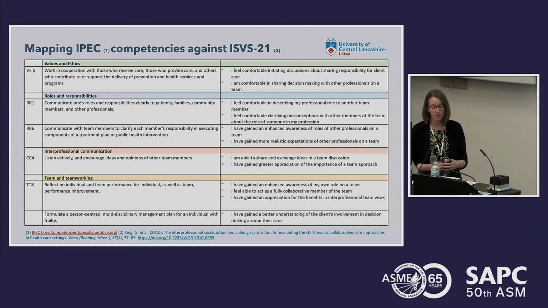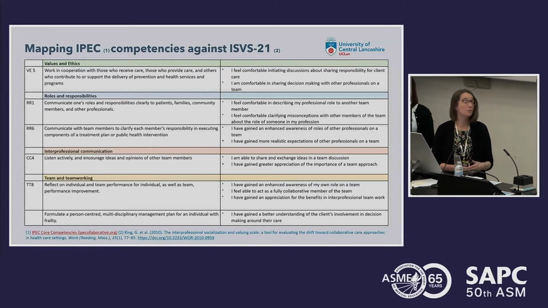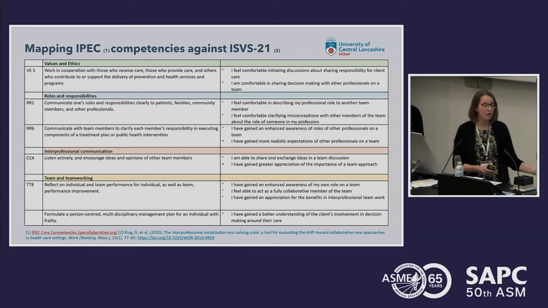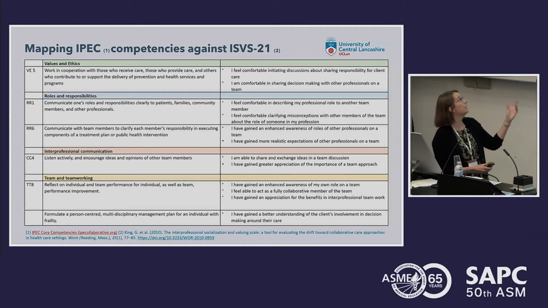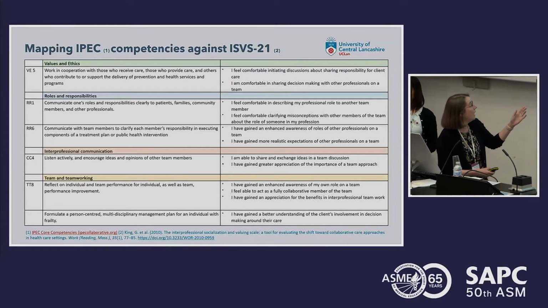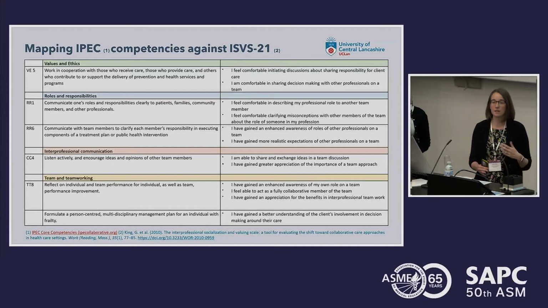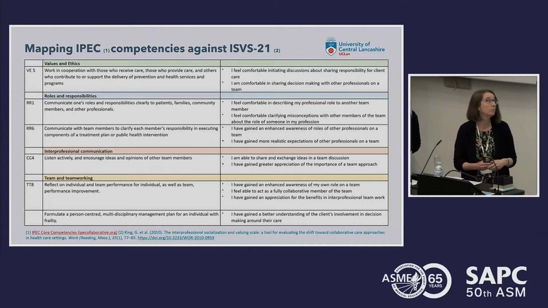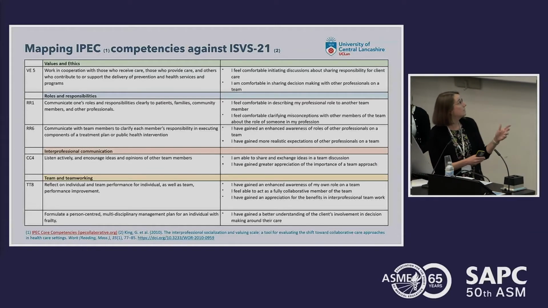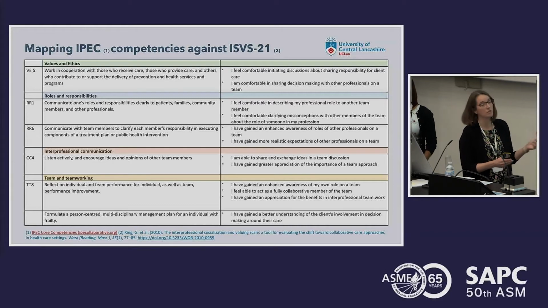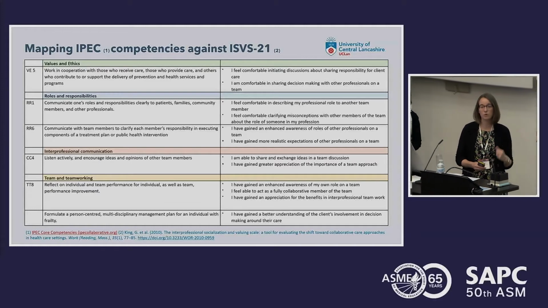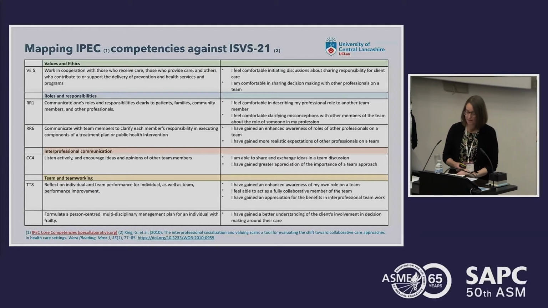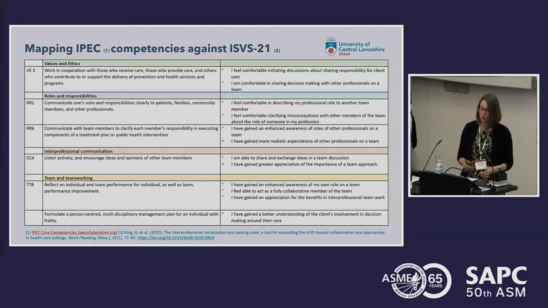So we looked at the interprofessional education and collaborative care core competencies, which you can see down the left-hand side here. So we've got values and ethics, roles and responsibilities, interprofessional communication, team and team working. And we also added our own, which was developed in collaboration with our multidisciplinary research group. And this was around formulating a person-centred multidisciplinary management plan for an individual with frailty. And we reduced those items down to 12, which we grouped around these core competencies. And we looked at Cronbach's alpha for this on both of our questionnaires, and the results would be above 0.9 for both.